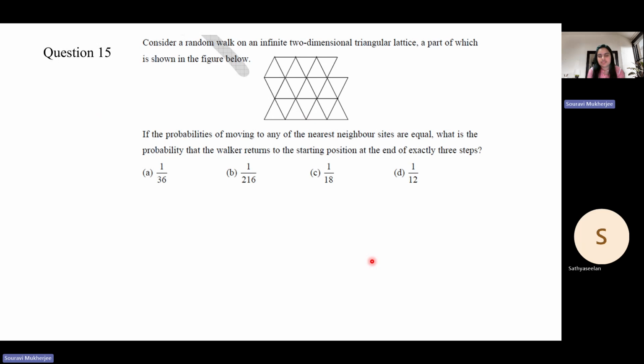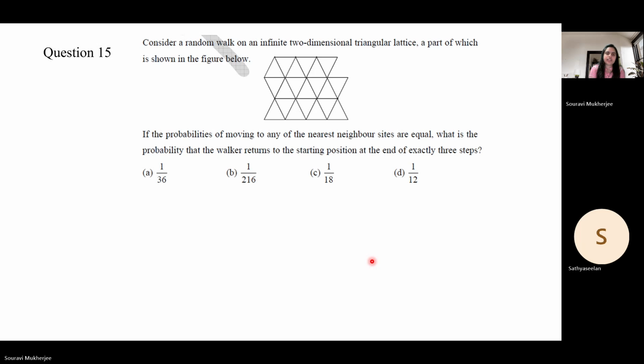Now this is quite a fun question to solve. It says, consider a random walk on an infinite two-dimensional triangular lattice, a part of which is shown. What is the probability of moving to one of the nearest neighbor sites? If the probability of moving to any of the nearest neighbor sites is equal, what is the probability that the walker returns to the starting position at the end of exactly 3 steps?